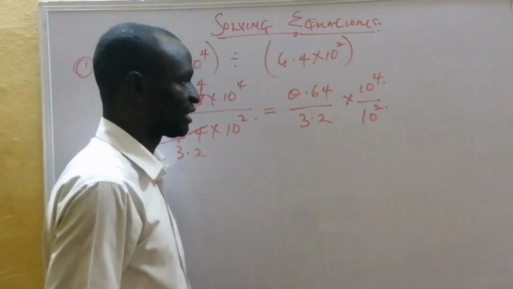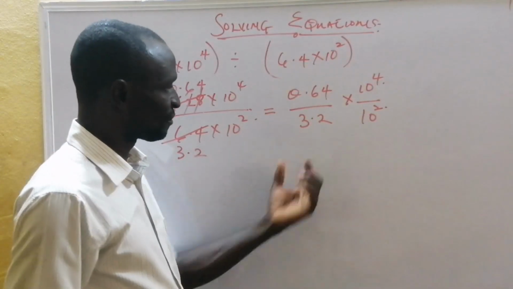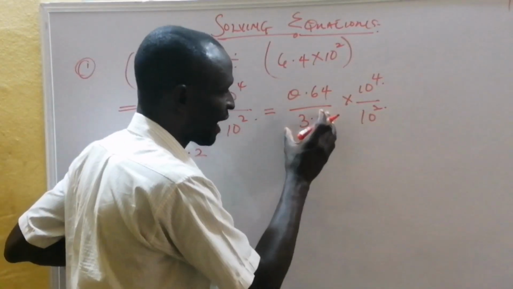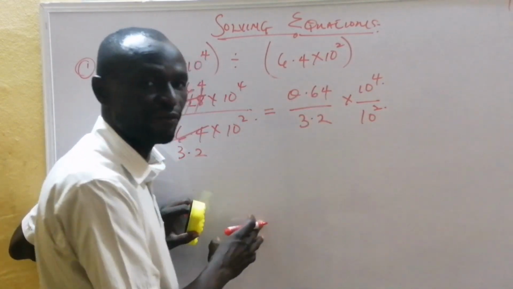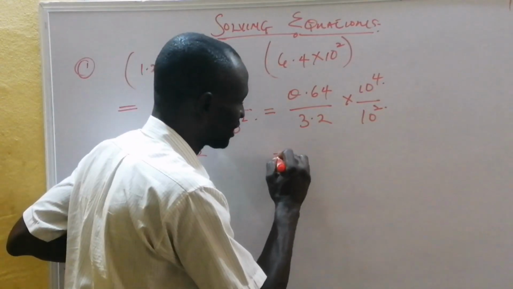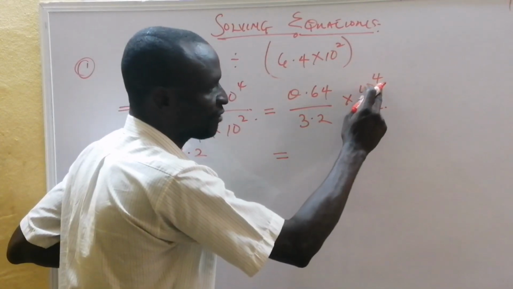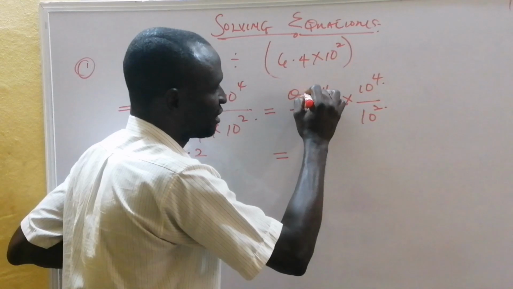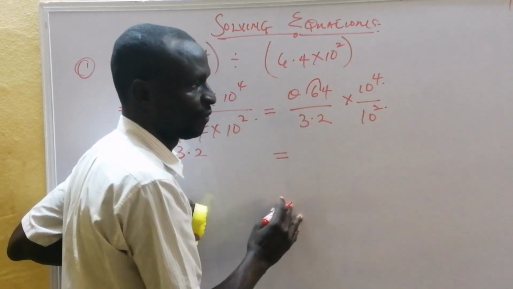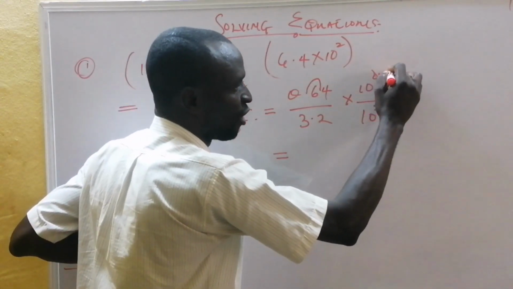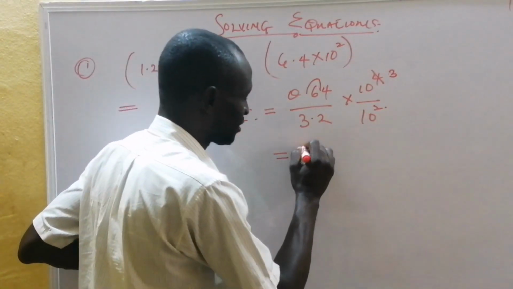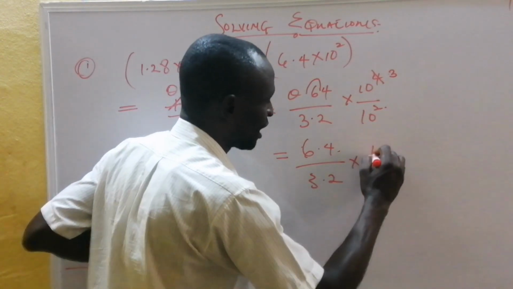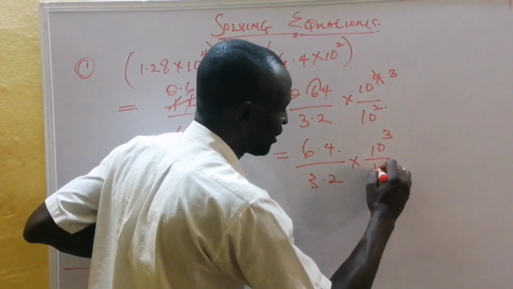To make it easier for myself, since this is actually a factor of the top, I can make this a factor of what I have in my numerator. I'm going to convert my numerator to become 6.4, I have 10 raised to the power 4 here. I'll shift this by 1, and then I'll reduce this to become 3. So that my question becomes 6.4 over 3.2 times 10 raised to the power 3 over 10 raised to the power 2.